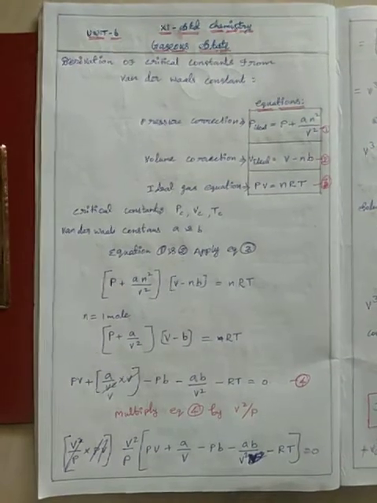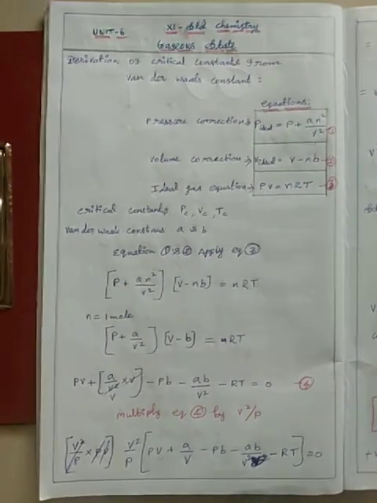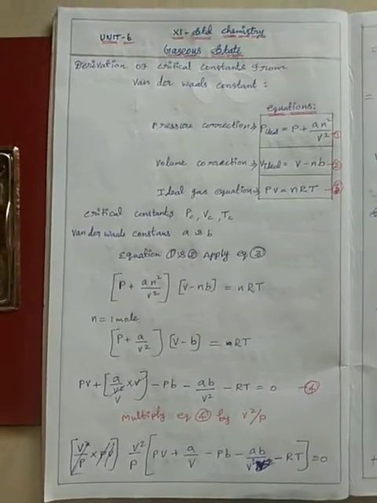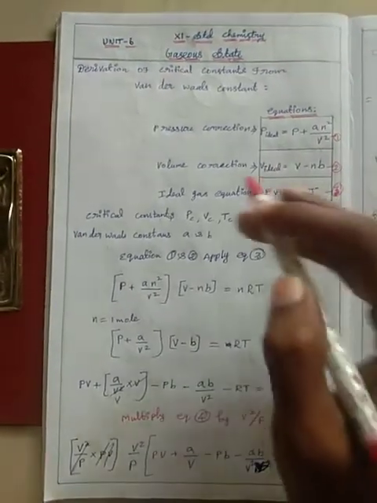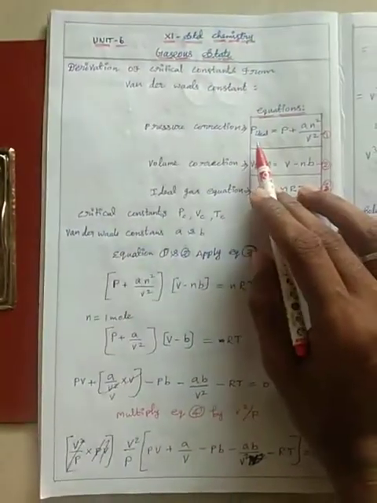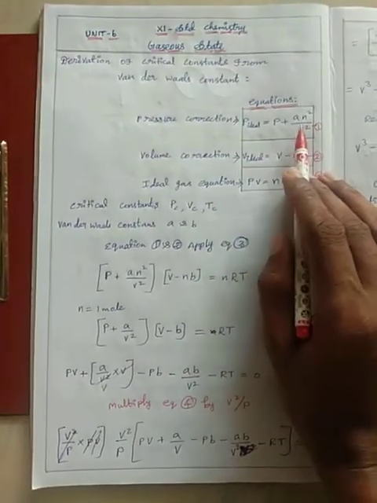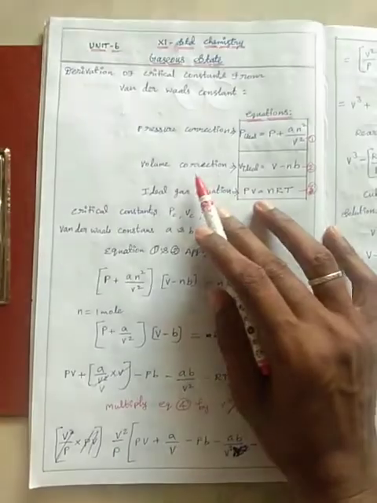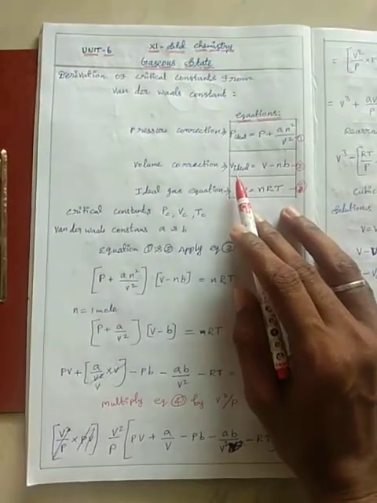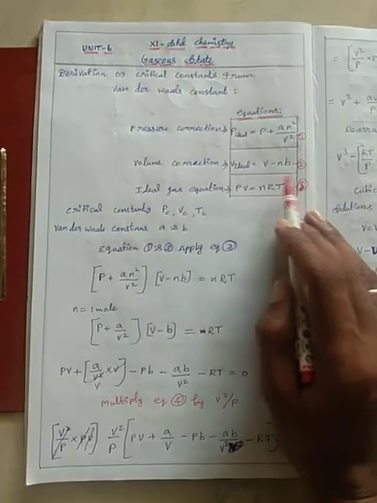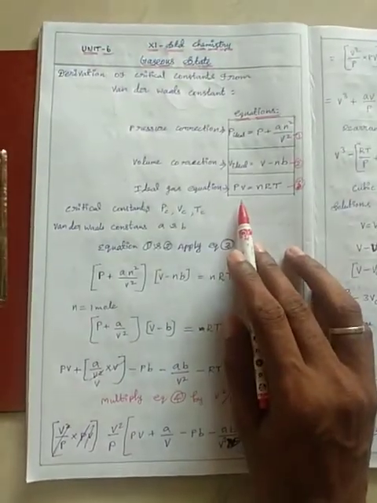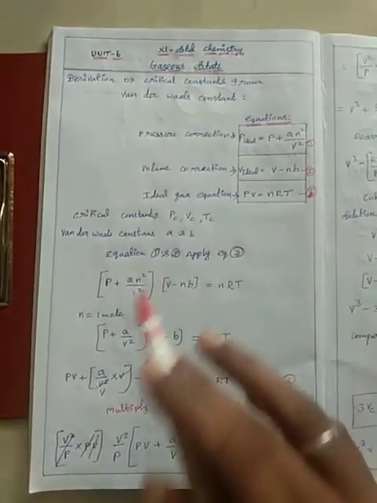Welcome students. Today's session discusses the gaseous state lesson, van der Waals constants. The van der Waals derivation will be discussed. We have already discussed the pressure correction: P ideal equals P plus a n squared divided by V squared, and the volume correction: V ideal equals V minus nb, and the ideal gas equation derived is PV equals nRT.